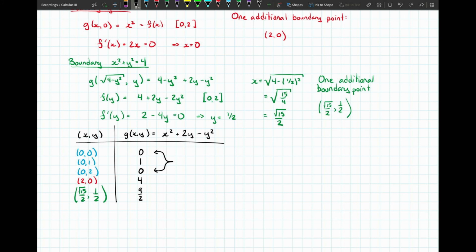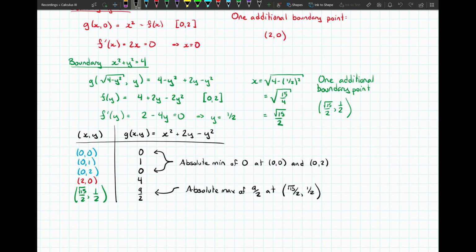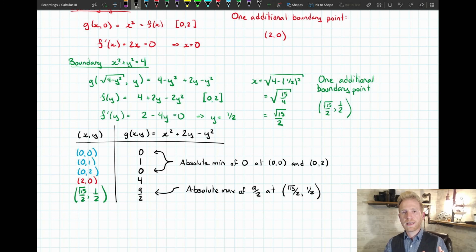That means that we have a tie for the absolute minimum value of our function. If we want to state that, we will say that the absolute minimum of our function g is equal to 0, and it occurs at 2 points, at the origin (0, 0), and also at the point (0, 2) in that region D. Finally, we have an absolute maximum value at that one other point. The absolute maximum in this case is going to be 9 over 2, and it occurs at the point (root 15 over 2, 1/2).